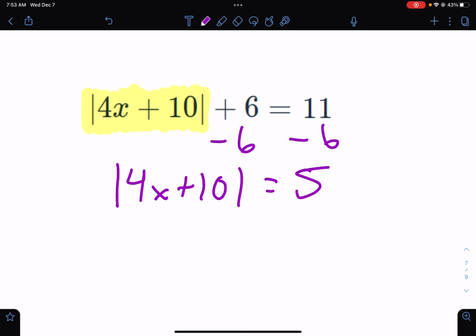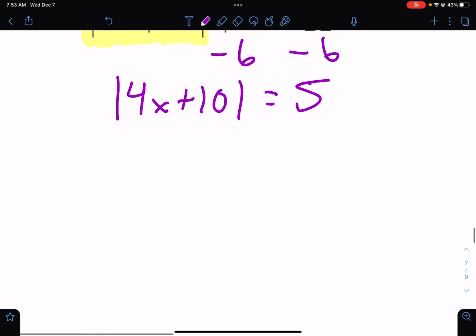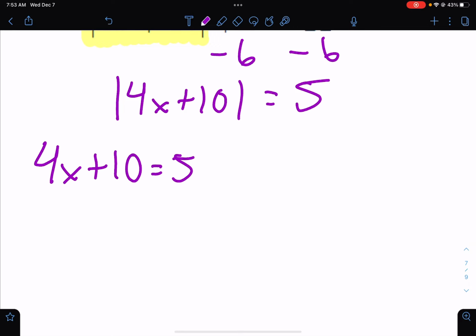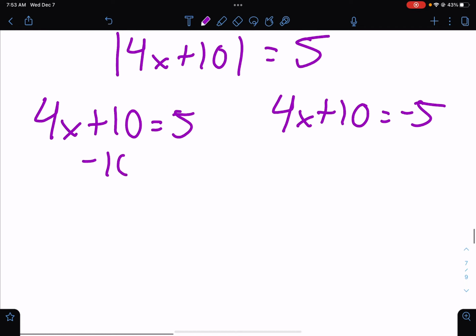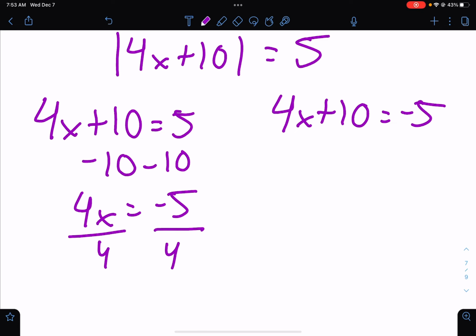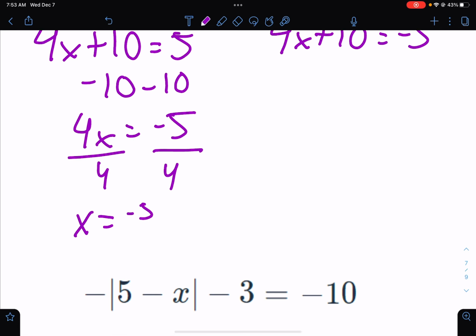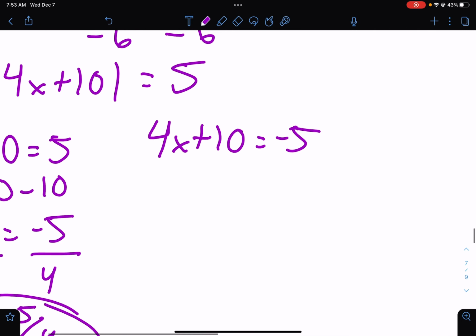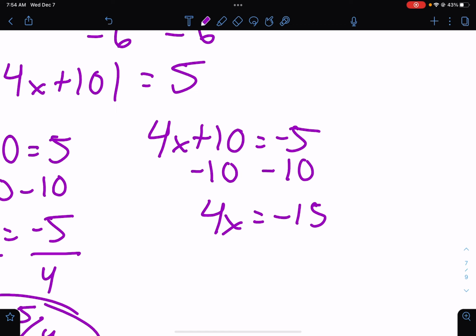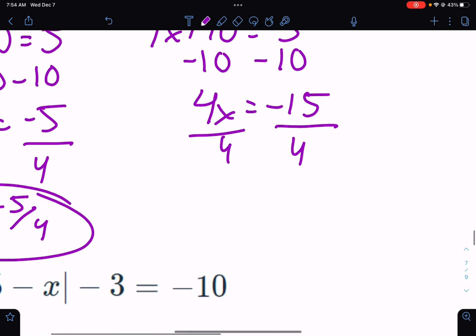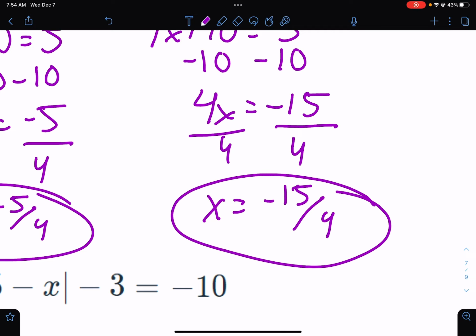All right. Now this problem looks like what we've been doing. Okay, you can split it into 2. We'll say 4x plus 10 equals 5. 4x plus 10 equals negative 5. Minus 10. 4x equals negative 5. Divided by 4, and we get negative 5/4. Minus 10, minus 10, 4x equals negative 15. We get that x is negative 15/4, which we cannot simplify. All right.